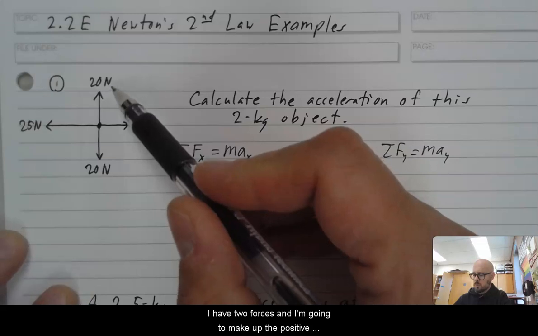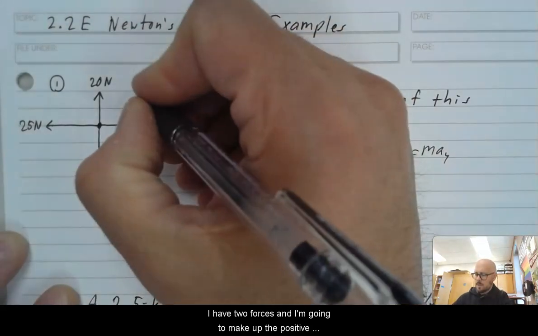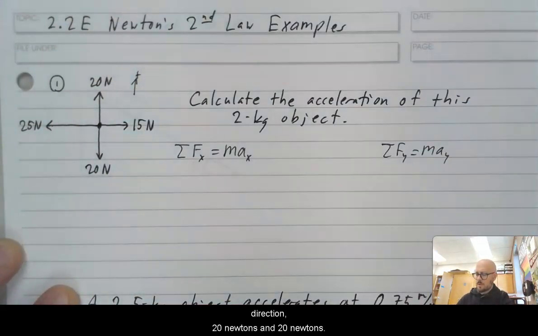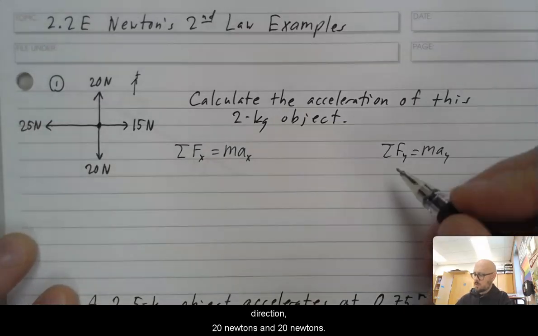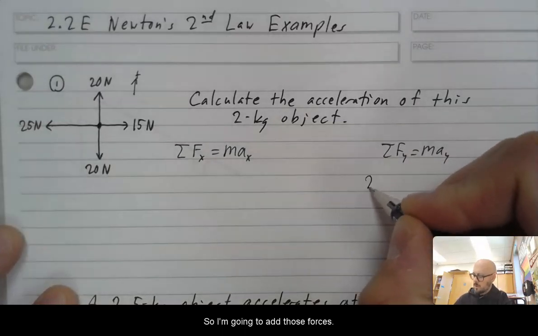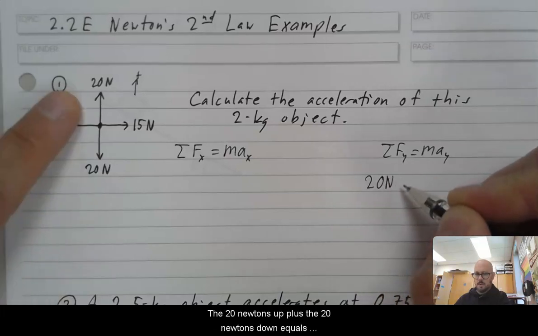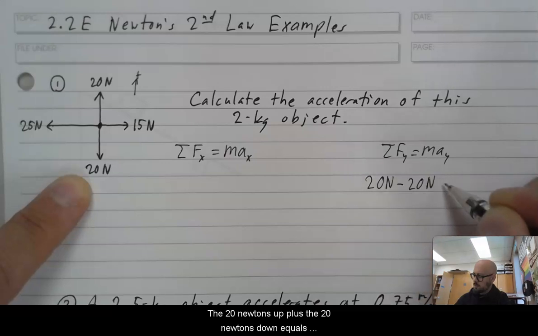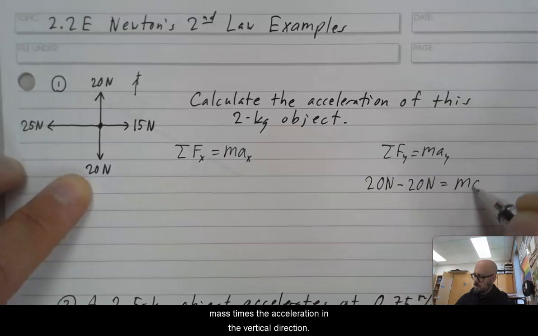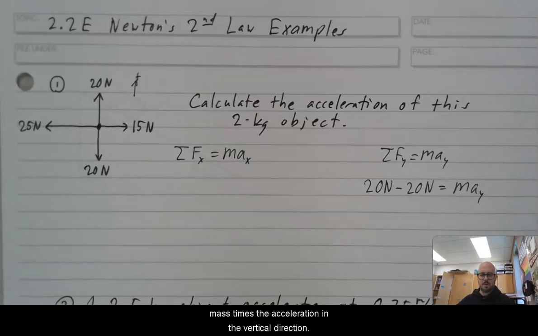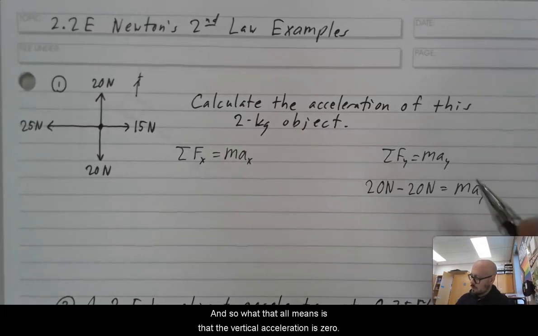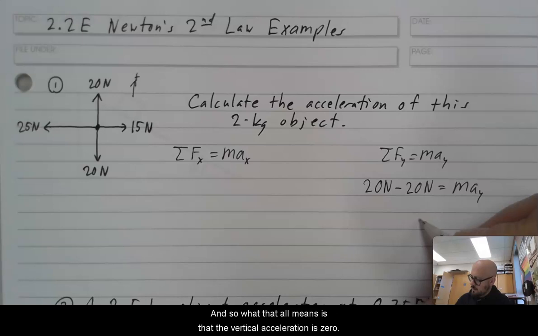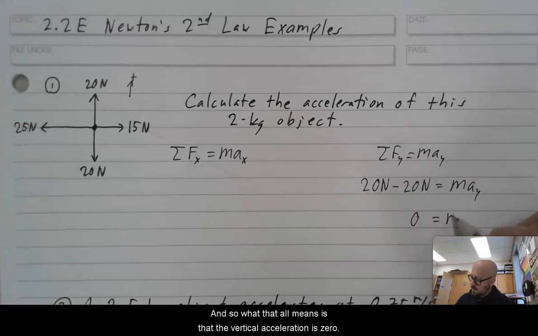I have 2 forces, and I'm going to make up the positive direction, 20 newtons and 20 newtons. So I'm going to add those forces, the 20 newtons up plus the 20 newtons down equals mass times the acceleration in the vertical direction. And so what that all means is that the vertical acceleration is 0.